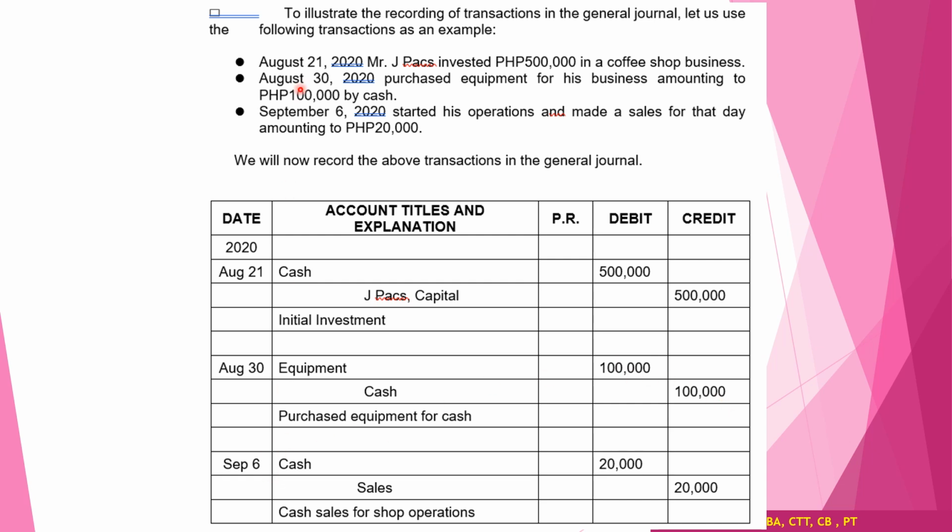Okay, so next, September 6, 2020 started his operations and made a sales for that day amounting to 20,000 pesos. So, debit cash since you received sales cash. So, credit sales. Okay, so amount of 20,000. You receive cash out from your sales.